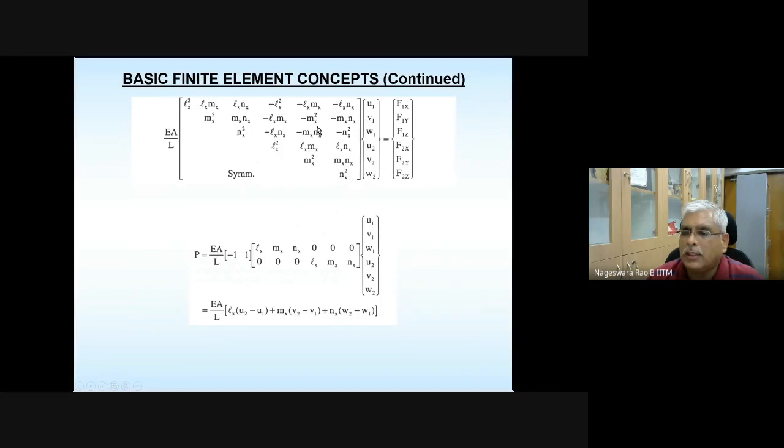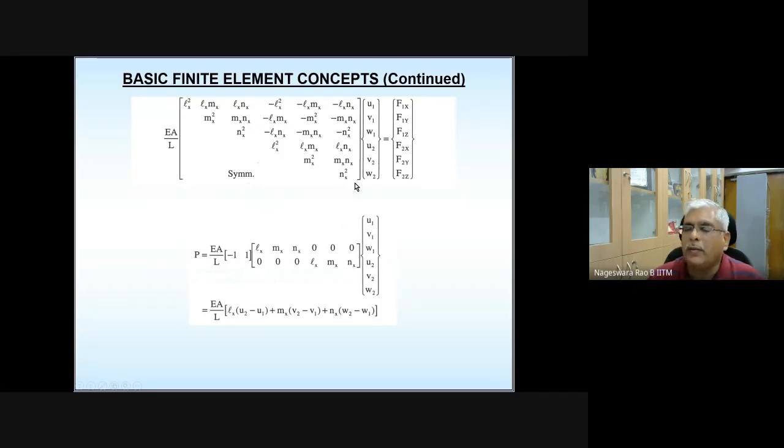How do you remember this matrix? It's very easy to remember. Lx square, Lx mx, Lx nx, mx square, mx nx, nx square. If you remember this, what is this component here? Here it's nothing but mx lx. Here it's going to be nx lx. Here it's going to be nx lx. Here it's going to be nx mx. Once you remember this corner, you can reproduce this entire thing.